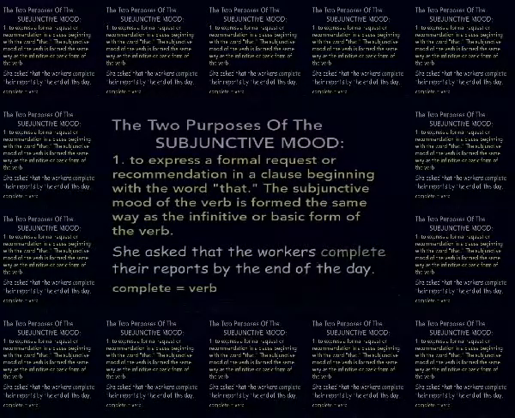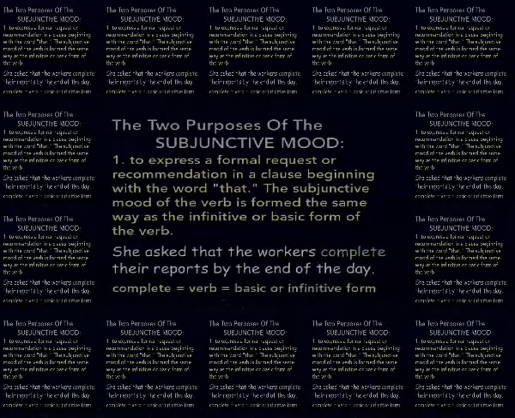Now, the verb in this case is complete. That is the basic or infinitive form. So the proper form of the verb in this case, this example of the subjunctive mood, is simply complete. So the sentence is correct as we just read it. She asked that the workers complete their reports by the end of the day. So this is the first illustration of how the subjunctive mood might be used in English, to express a formal request or recommendation in a clause beginning with that. And the verb in the that clause should simply be in the infinitive or basic form.